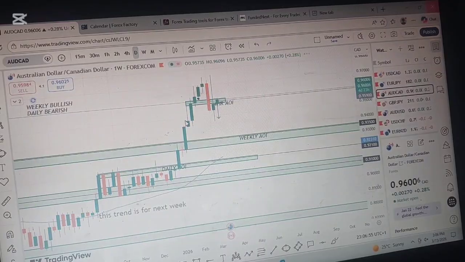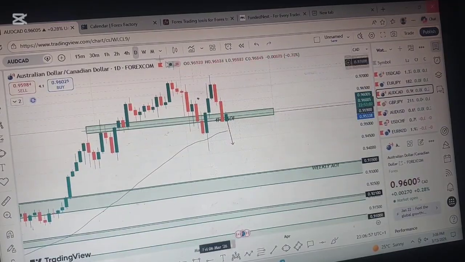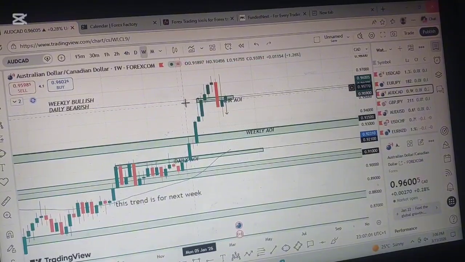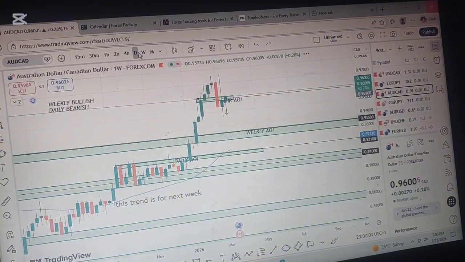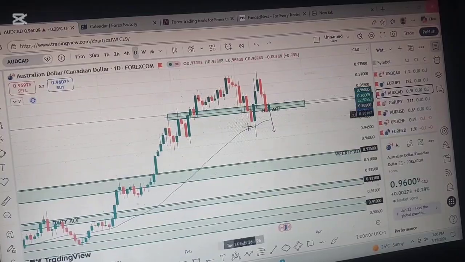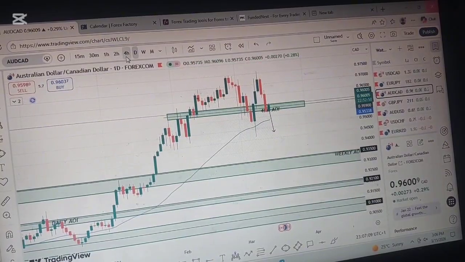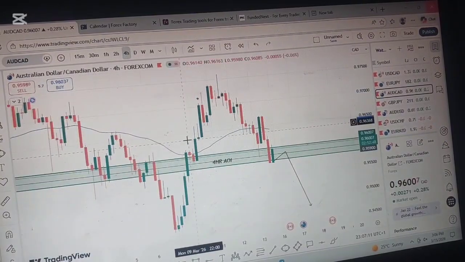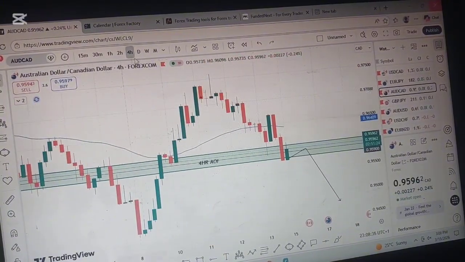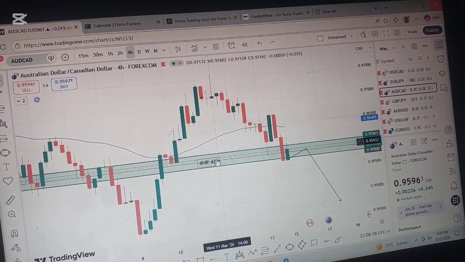On the daily time frame, for us to have the push to the downside on the weekly time frame, the daily time frame has to go bearish. Now you can clearly see the daily is bearish. All I'm looking for is the break and retest of this 4 hours area of interest.